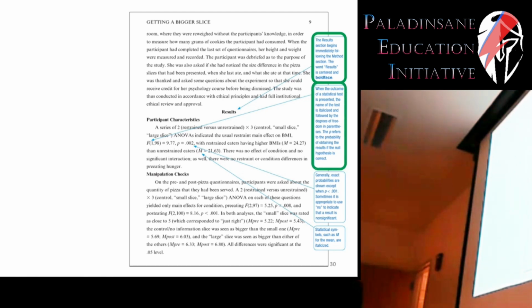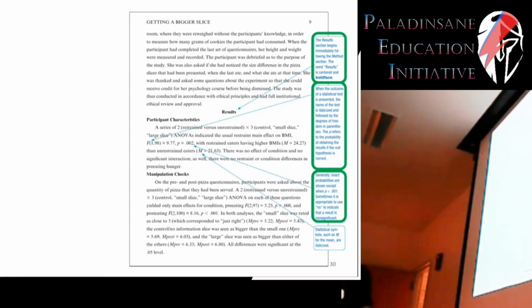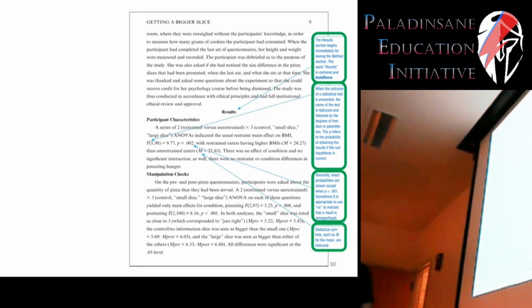So for example, statistical terms are presented in italics. That just makes them easier to identify. There's rules for when you have a 0 point something something or just point something something. We'll go over that. And again, statistical symbols such as the mean, such as the F statistic, those are presented in italics, such as the p-value here.